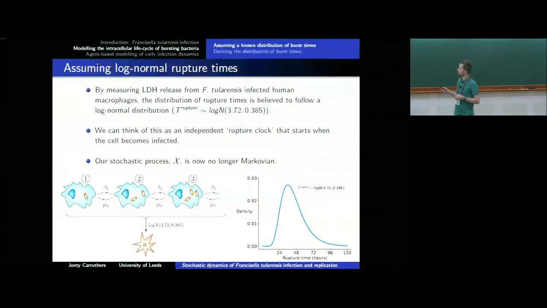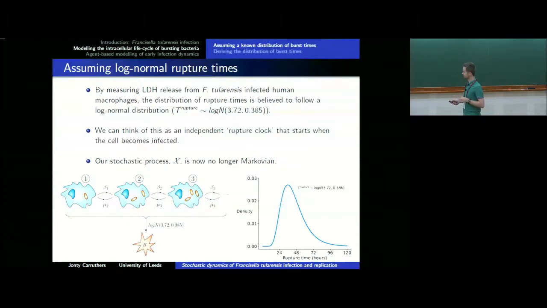What we can think of this as is like a clock, a rupture clock that's ticking on the time until rupture. So you can imagine if you were simulating this process, you would just have this birth and death process going on, and you would sample a time from your log normal distribution. You would just run that birth and death process, and as soon as you got to that time, your process is going to stop, and whichever state it's in, that's how many bacteria are going to be released.